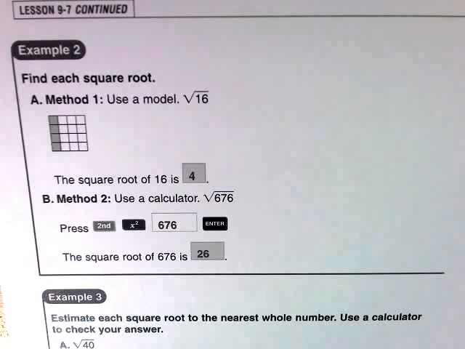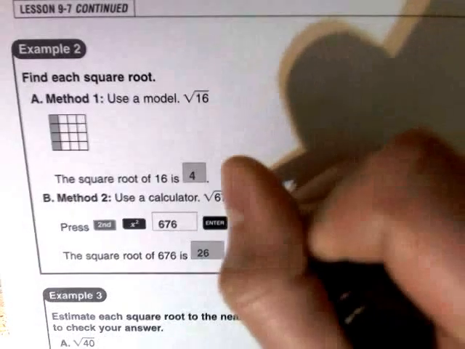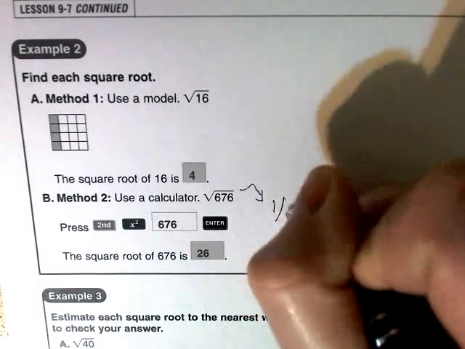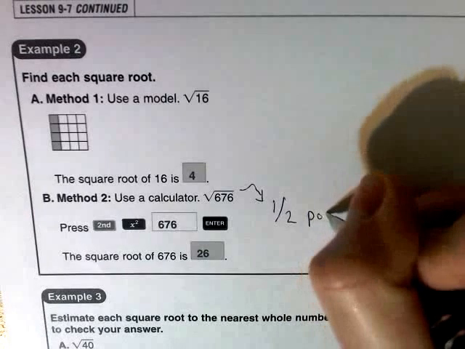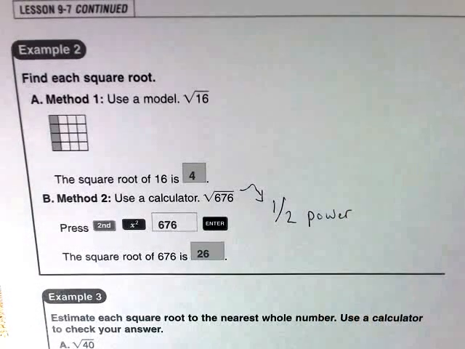Method 2 there, they're using a calculator to find the square root of 676. So the keystroke method there is to use the second and the x squared key and then typing in 676. And when you do that, you get 26 because 26 times 26 is 676. Now, one of the things you should know is you can also use a power for a square root, as odd as that may sound. You can actually use the 1/2 power to take a square root.